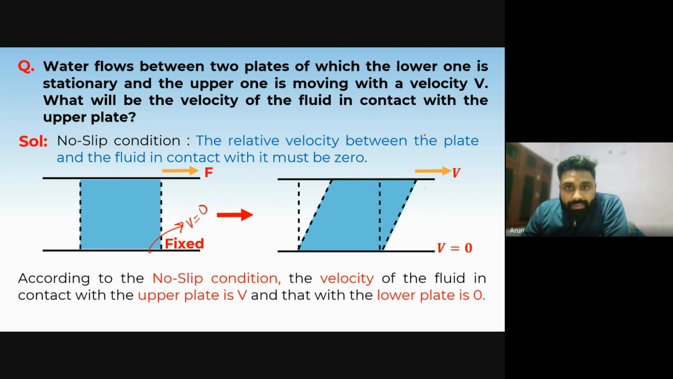And let me ask you one thing in this. If the velocity of the plate is v by 2, what should be the velocity of the fluid? Tell me. What should be the velocity of fluid if the plate is moving with v by 2? What is the velocity of fluid? Tell me. Make it quick.